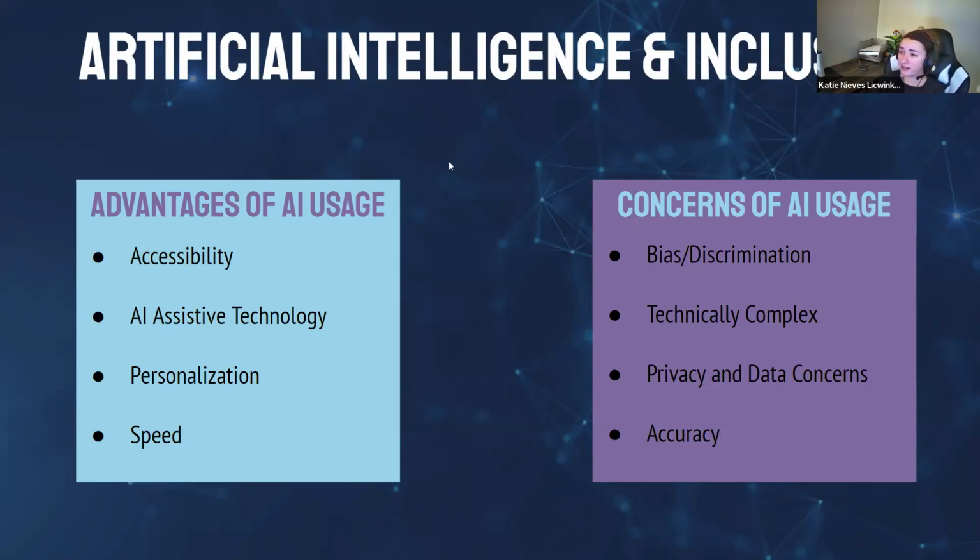AI can be, in some cases, technically complex. I feel like that's happening less and less now. Things are becoming a lot more user friendly. There's always data and privacy concerns. Where is that information going? I always like to make sure I know that as well.